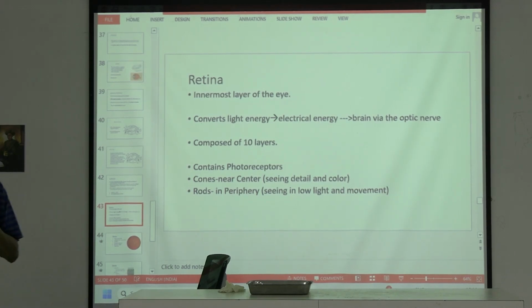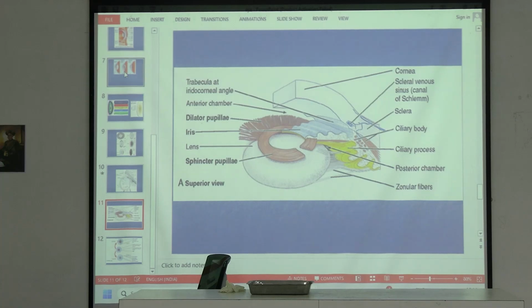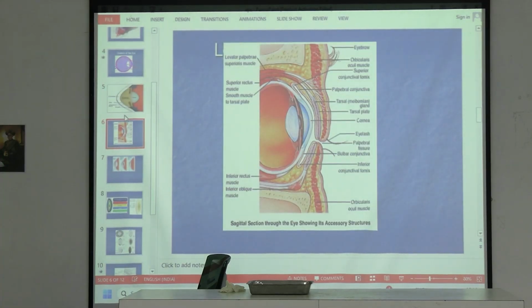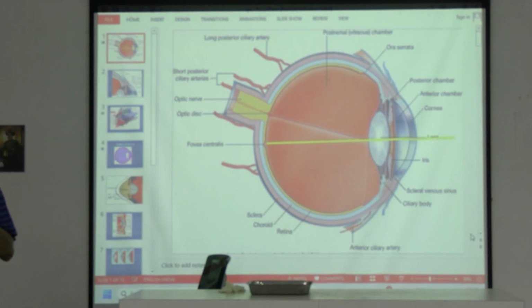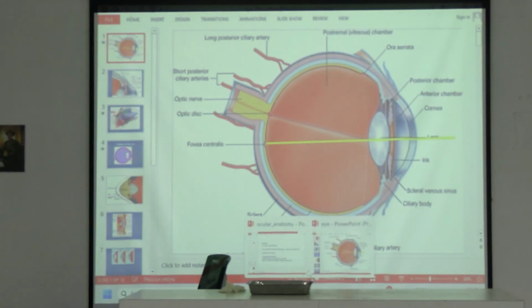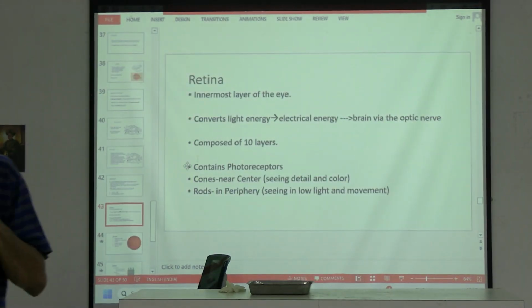Most inner layer is the retina. Now we can find the most inner layer is the retina. Retina is continued in front from the ora serrata. It ends in a serrated margin, which is called the ora serrata, and it is continued behind up to the optic nerve. Actually, within one retina, there are 10 layers. This is not a single layer.